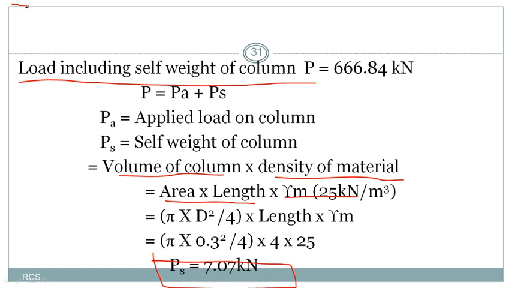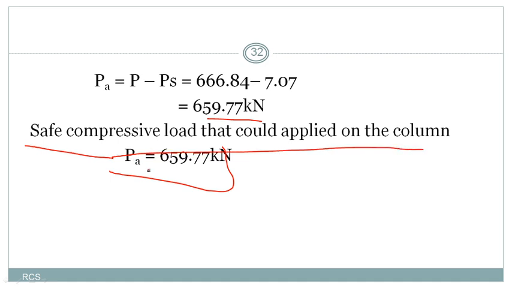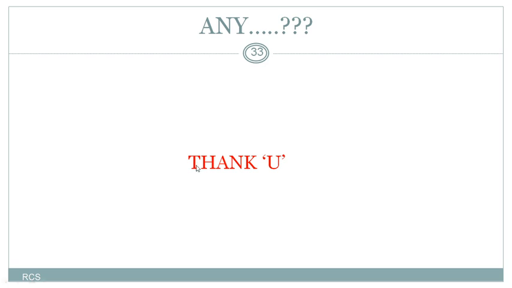So we know the total load is nothing but applied load plus self-weight of the column. So if you deduct the self-weight of the column from the total load, we'll get the load that can be applied. So Pa equal to P minus Ps, that is 666.84 minus 7.07, we'll get 659.77 kilonewton. So after deducting the self-weight of the column, the safe compressive load that could be applied on the column is Pa equal to 659.77 kilonewtons. So thank you. That's all for today's lecture.